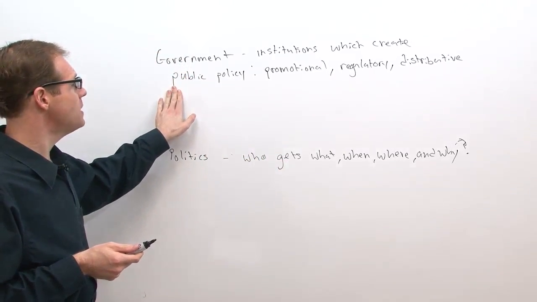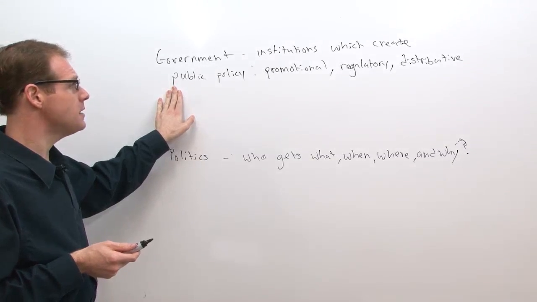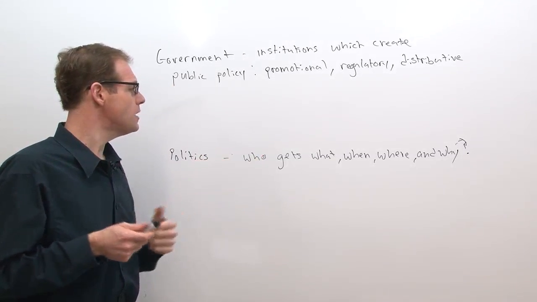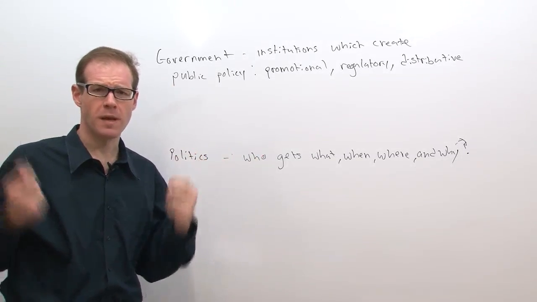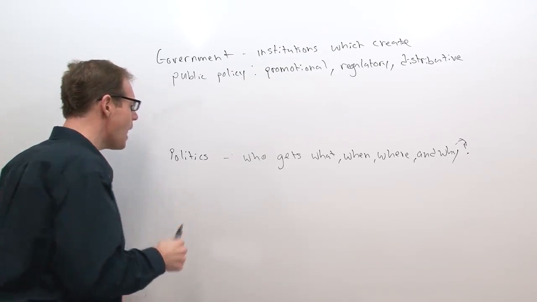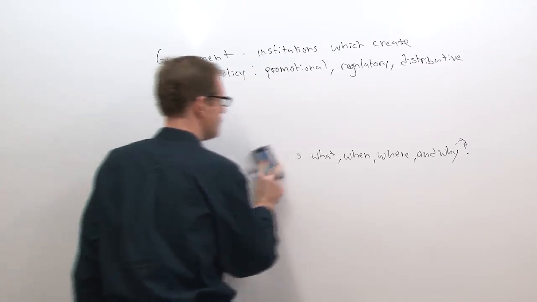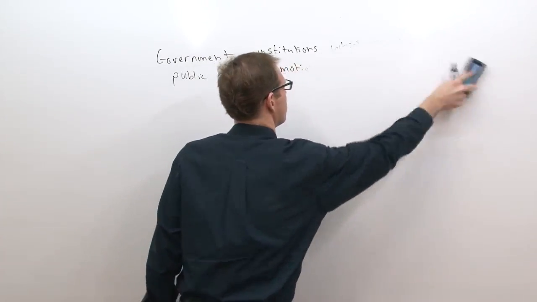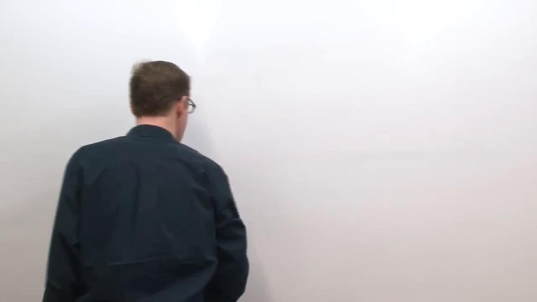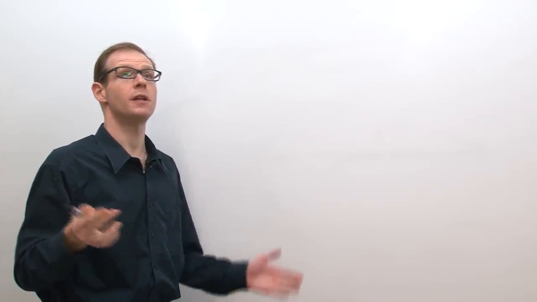Public government is the institutions which create public policy, presidents, legislatures. Politics, who gets what, when, where, and why. So these are the basic definitions. But before I go any further, I want to talk about two sectors. These are global definitions, because every country in the world, every civilization that has ever existed, operates in both of these sectors.